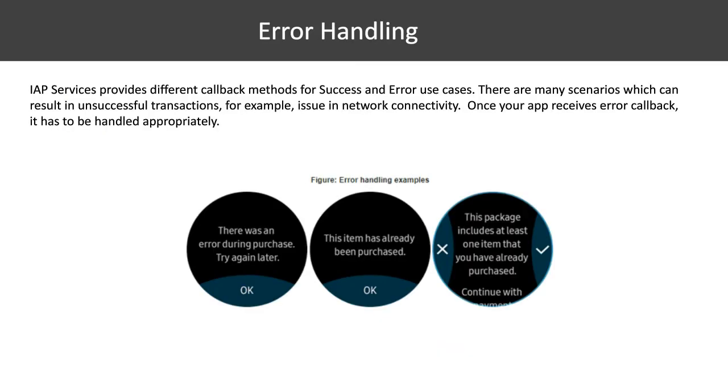So this is an example of how to handle an error. If you receive an error, you can process it and show a UI pop-up accordingly so that the user knows there has been some issue while executing the transaction.